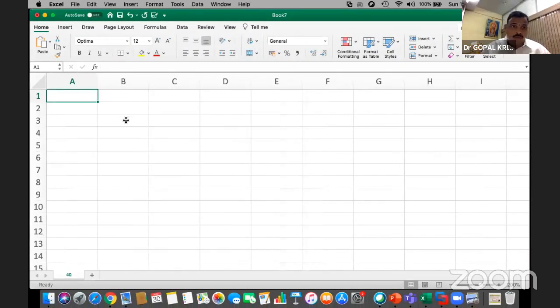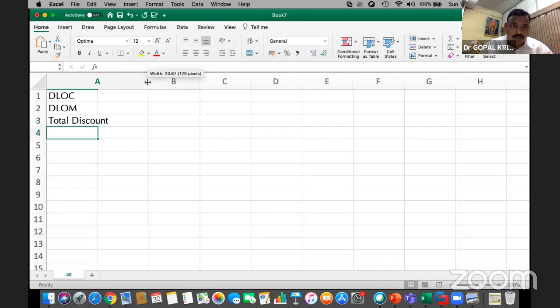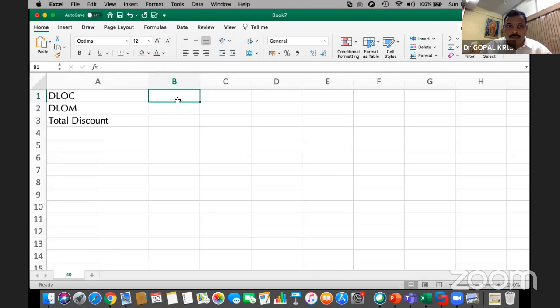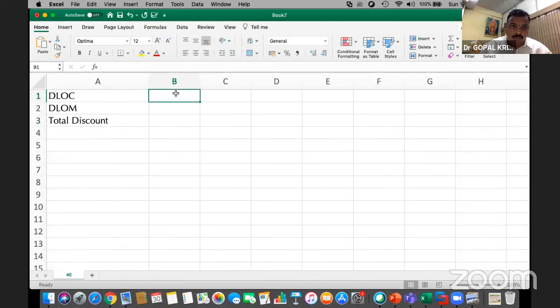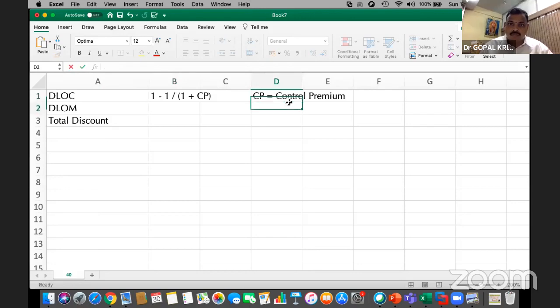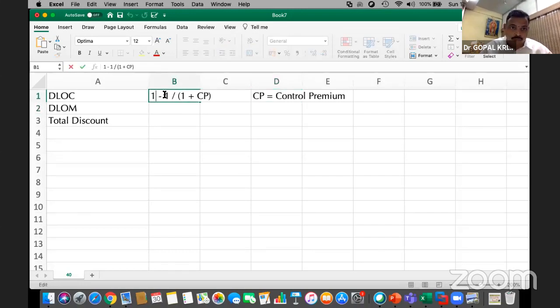Remember that you have a formula for DLOC, DLOM, total discount. Please remember this. This is your formula for DLOC: 1 minus 1 divided by 1 plus control premium. CP means control premium. So 1 minus 1 divided by 1 plus control premium. This is within one bracket. Now DLOM. I'll just show you one.